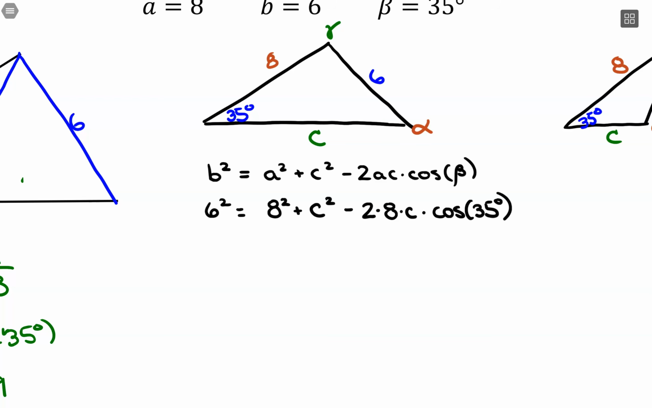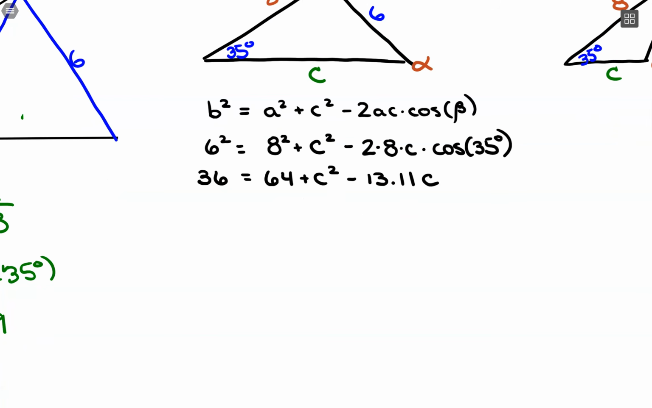And I'm just going to simplify. So here's a 36. Here's a 64. I still have this unknown c squared. I have 2 times 8, which is 16. What I'm also going to do is just in a calculator, cosine of 35. So I'm taking 2 times 8 times cosine of 35, which is about 13.11. And then that's multiplying with c.